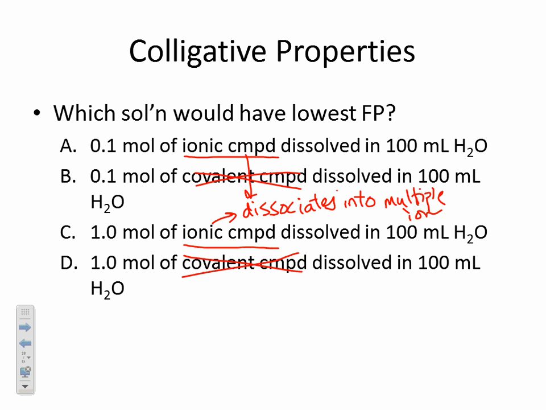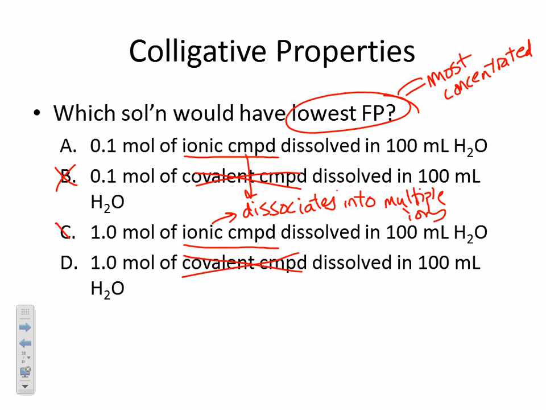And that's good. The more ions, the more particles your substance dissociates into, the lower the freezing point and the higher the boiling point. Lowest freezing point is the same thing as saying most concentrated, too, right? The more stuff you have, the lower the freezing point, the higher the boiling point. So we're eliminating choices B and D because they are covalent. We want to leave our choices with ionic things.